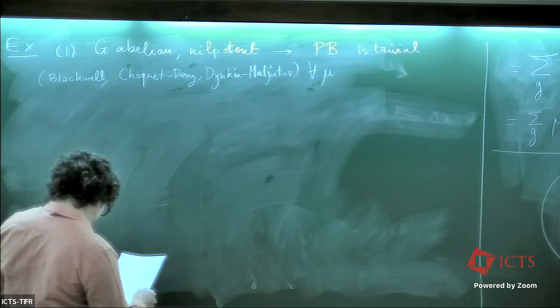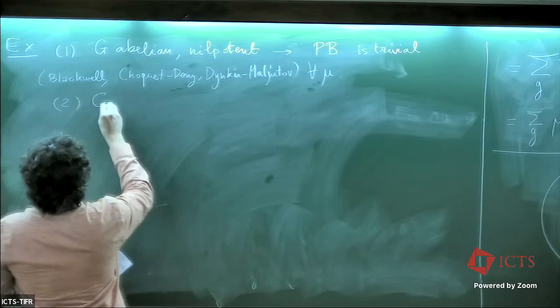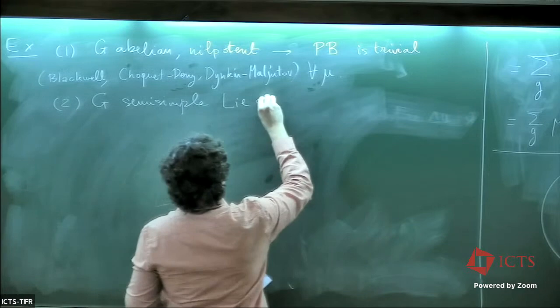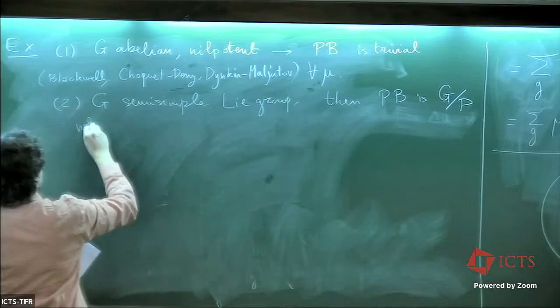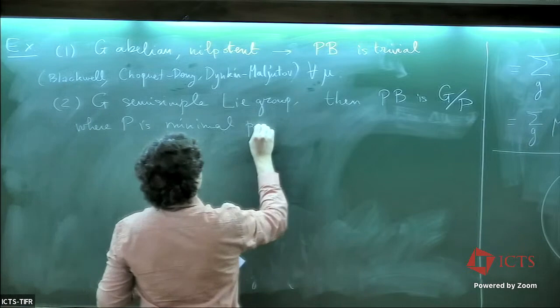Okay, now let's go to Furstenberg's type of stuff. So if G is a semisimple Lie group, then for a sufficiently nice measure, the Poisson boundary is G mod P, where P is a minimal parabolic subgroup. Because in fact, the Poisson boundary is the maximal possible mu boundary.